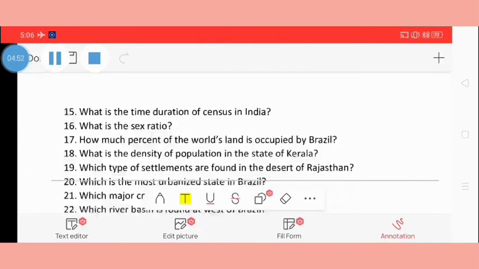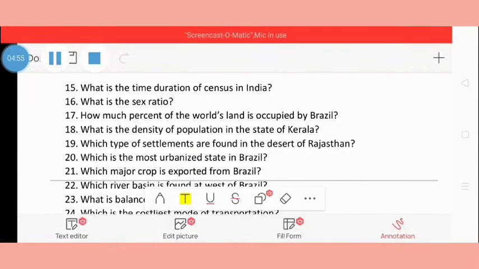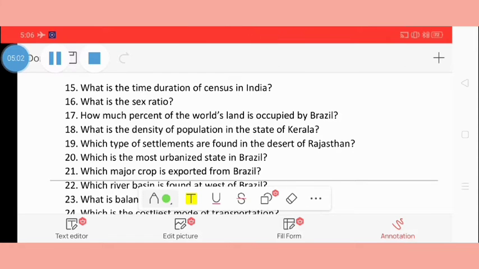Next, 15th question is, what is the time duration of census in India? The time duration of census in India is 10 years.